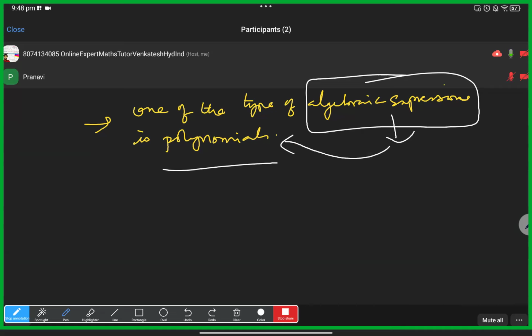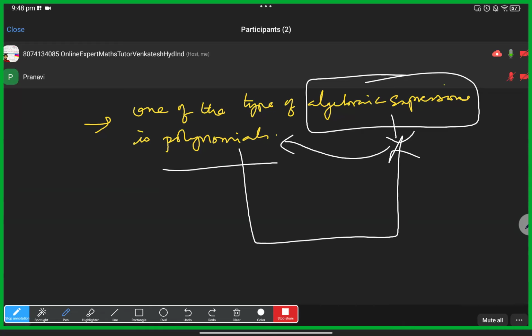Like for example, rational numbers have so many types. All of those together we call rational numbers: integers, fractions, the negative side of the integers, the positive side integers. Everything is rational numbers only. But if you're talking about integers, integers is a part of rational numbers. Like that, polynomials is a part of algebraic expressions. It is one of the types in algebraic expressions. Simply put, algebraic expressions is a head, like rational numbers is a head for integers, whole numbers, fractions, negative numbers, decimals, all that.